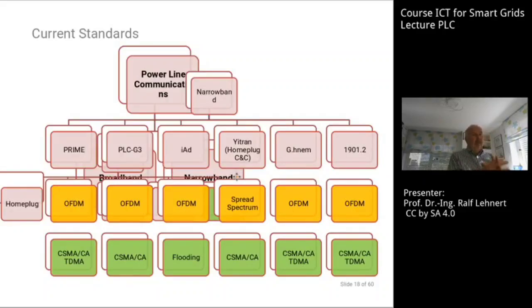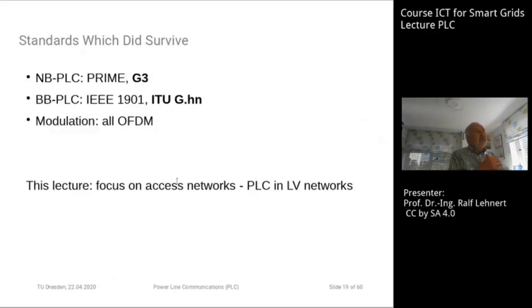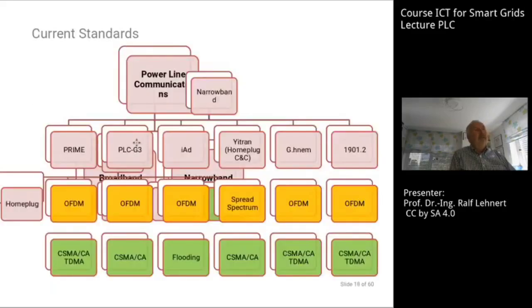I skip more or less this complex slide. As I mentioned, standardization took quite a long time, and there are many proposals for technologies of PLC. In the end, most of them did vanish, and nowadays we have only few standards which are really of technical importance or implementational importance. For narrowband PLC, still PRIME, this is a Spanish design, is existing because it's now part of the G3 standard. And in broadband PLC, we did have standardization. The first standard was IEEE 1901, and it is now superseded and extended by the ITU G.hn standard. And all modern systems now are running OFDM. One of the earlier systems, for instance the Yitran implementation, was running with spread spectrum techniques.